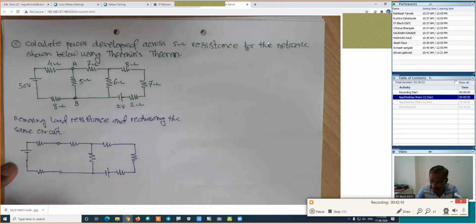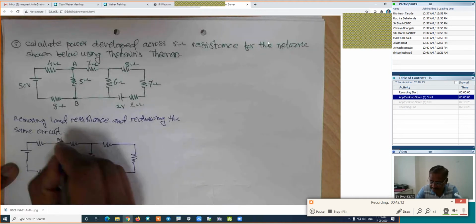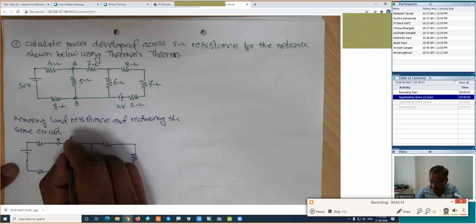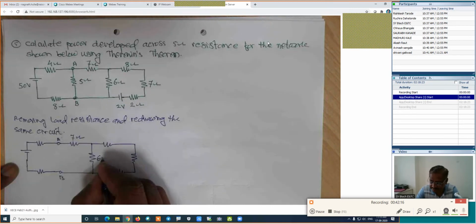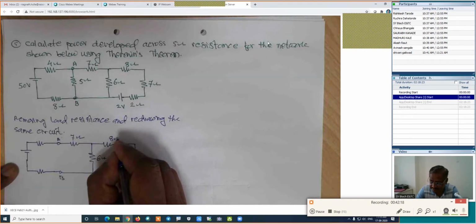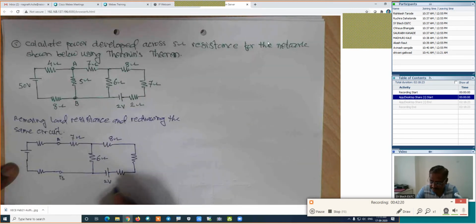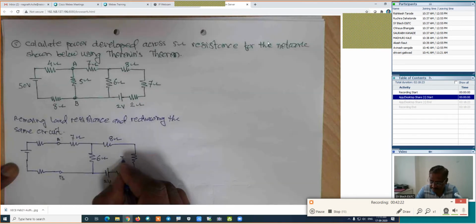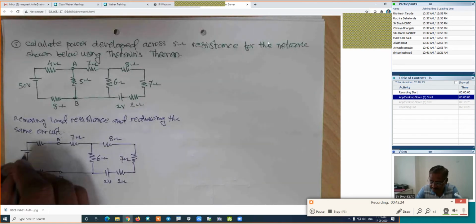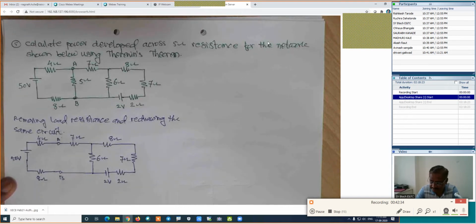Is it right? This is A, this is B. 7 ohm, 6 ohm, 8 ohm, 2 volt, 2 ohm, and this is 7 ohm again. This voltage is 50 volt, this is 4 ohm, and this is 8 ohm. Is it right? Now, whatever the circuit may be, how will the figure be?